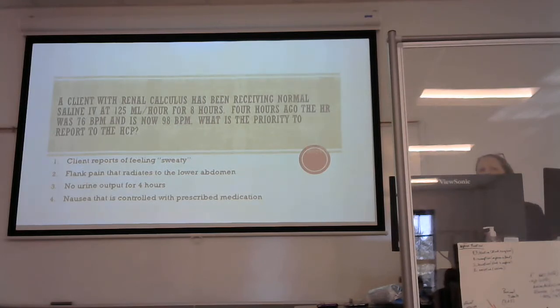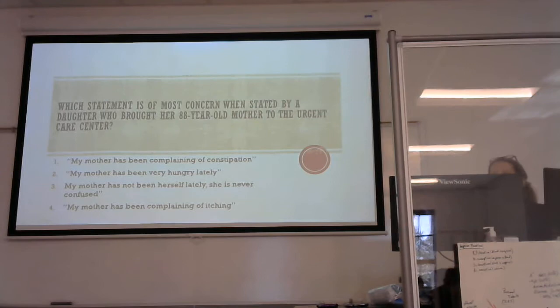Retention. But retention's caused by what? Not necessarily retention, but what, Josh? The stone's blocking the... Obstruction. Either ureter, it's blocking the ureter or up in the kidney, and what can that lead to? Hydronephrosis. Hydronephrosis, and what can that lead to? Kidney damage. Yeah. Kidney damage. Good. Which statement is of most concern about the daughter of the 88-year-old? Sheena. I put three. My mother has not been herself lately. She is never confused, because we know that the elderly sometimes don't have anything but confusion.